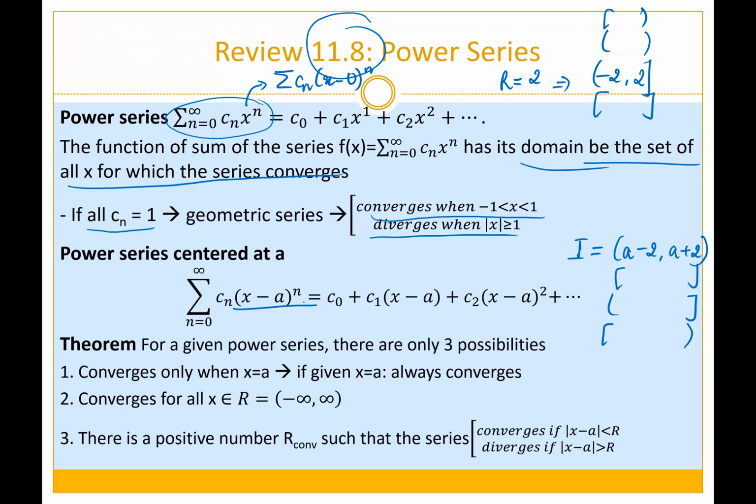We also have a theorem for a given power series. It's saying there are only 3 possibilities.